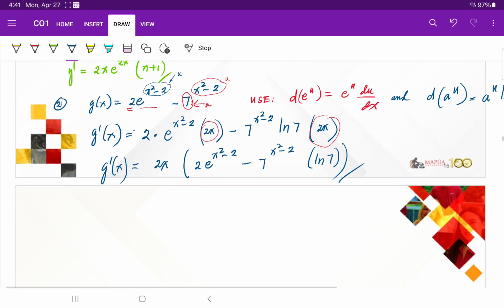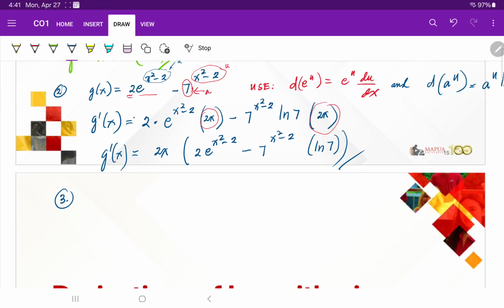Let's do number 3. For 3, we have h of t is equal to t squared minus 6t plus 3 times e to the t.